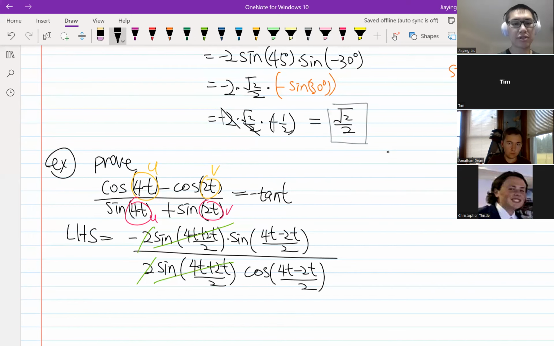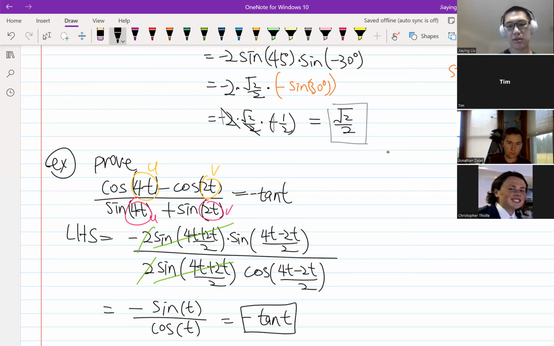So let's simplify this. That becomes negative sine of 4t minus 2t, that's 2t, divided by 2, which is t. And divided by cosine, again, 4t minus 2t is 2t, divided by 2 is t. So we get negative sine t over cosine t, which is negative tangent t. That's equal to the right-hand side. Earlier, I wrote down an incorrect right-hand side. The negative should be there.